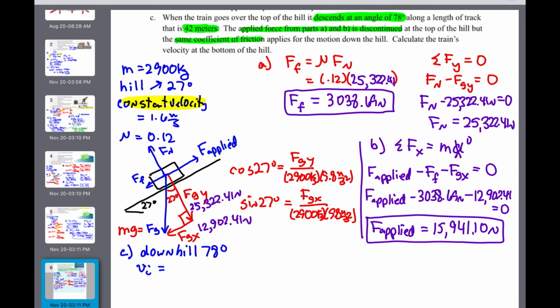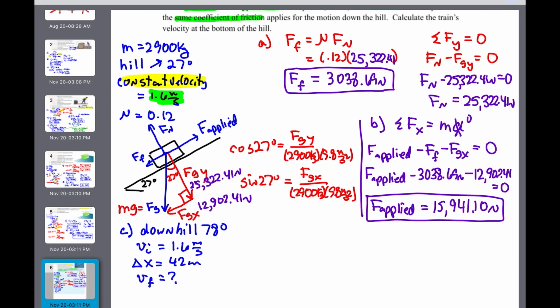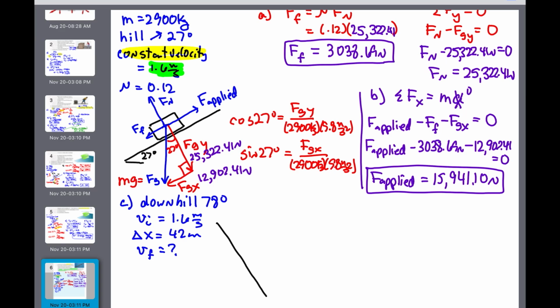recognize that you know the initial velocity. That's what it went up the hill at. You know delta x, and you want to calculate Vf. So now setting up our new free body diagram, we no longer have an applied force. However, we still have the weight, and we still have a frictional force and a normal force being applied.